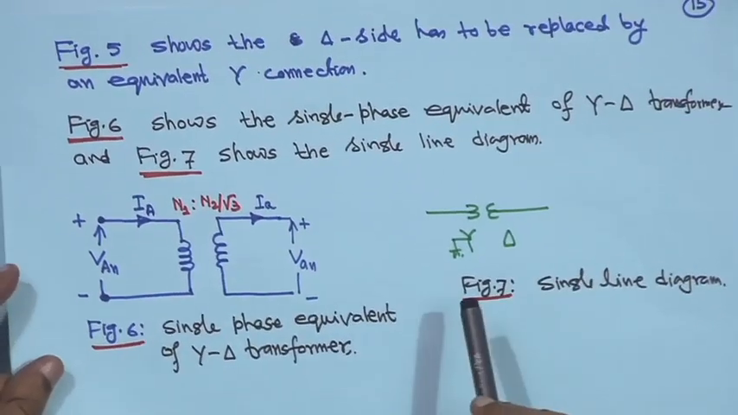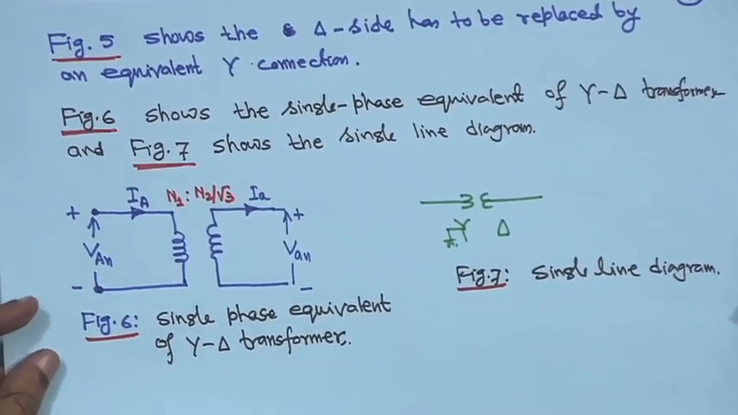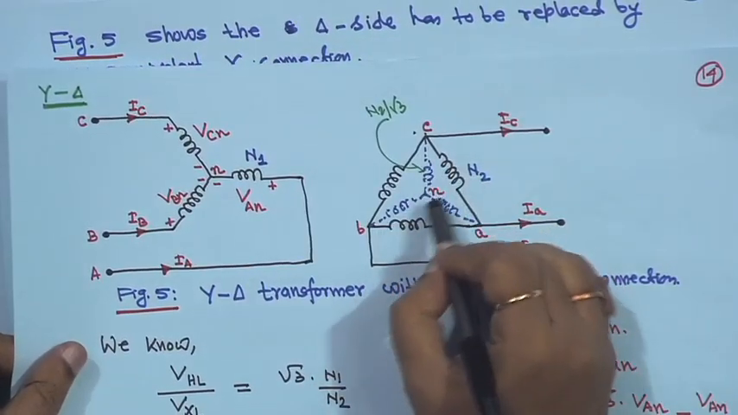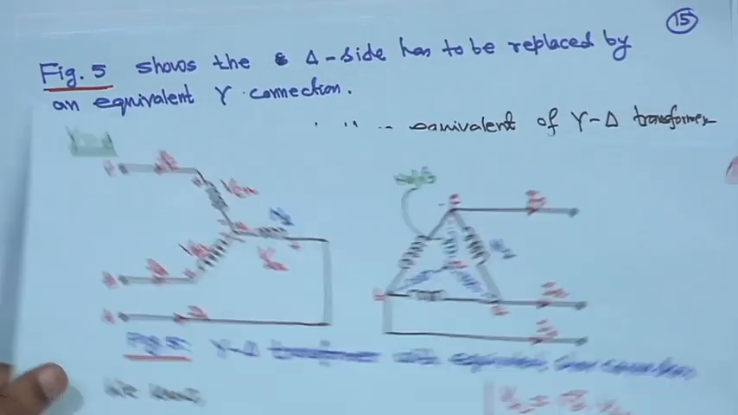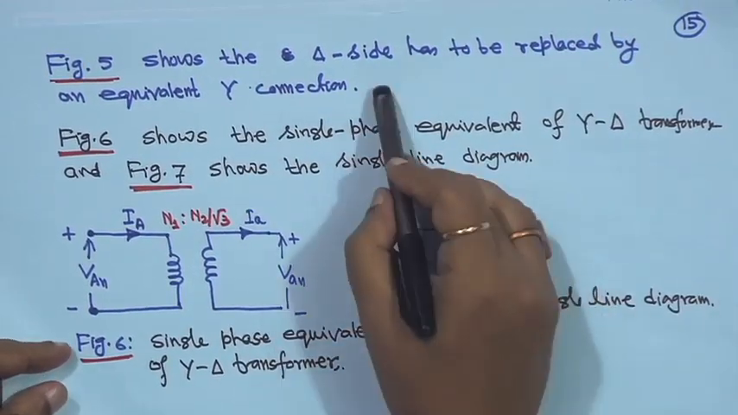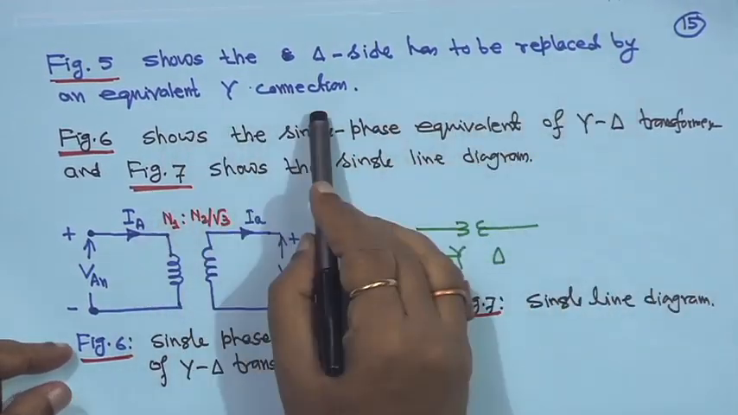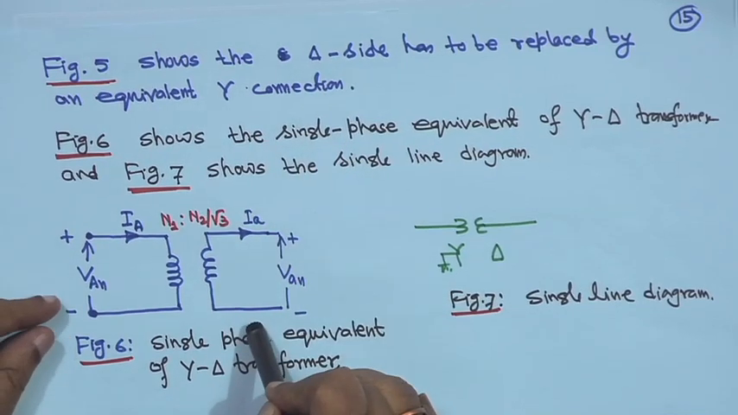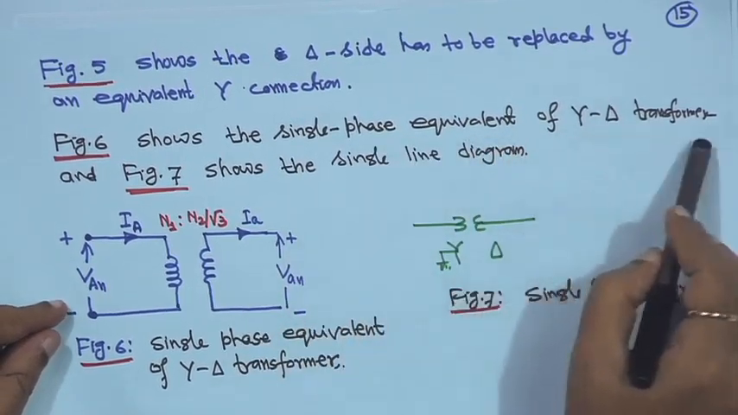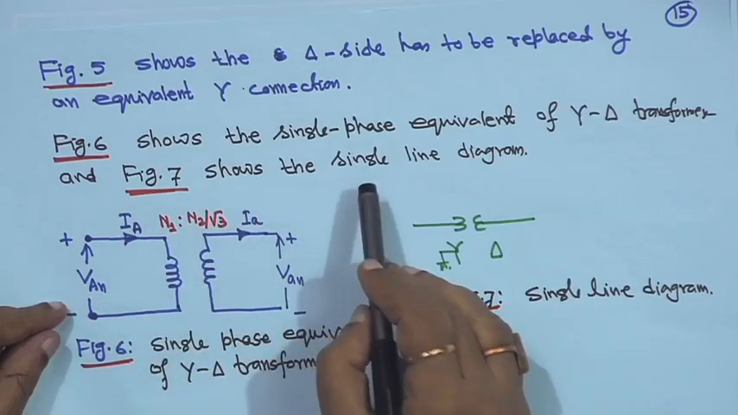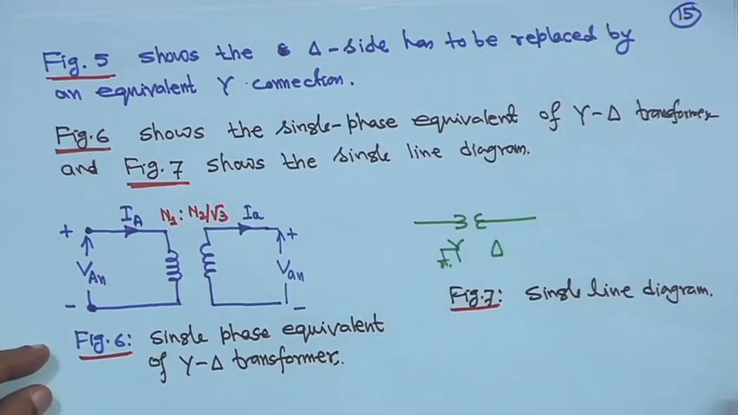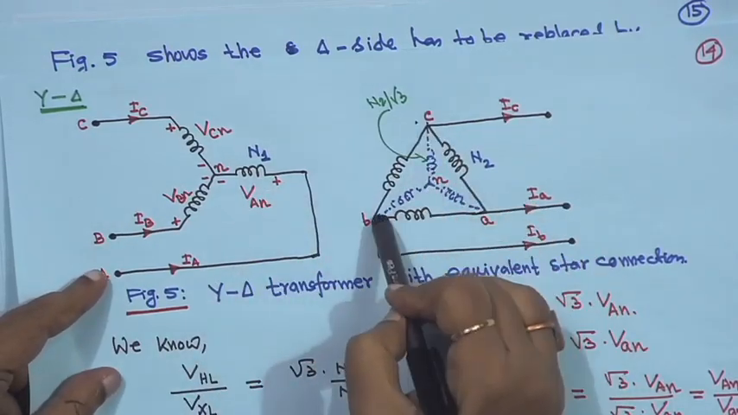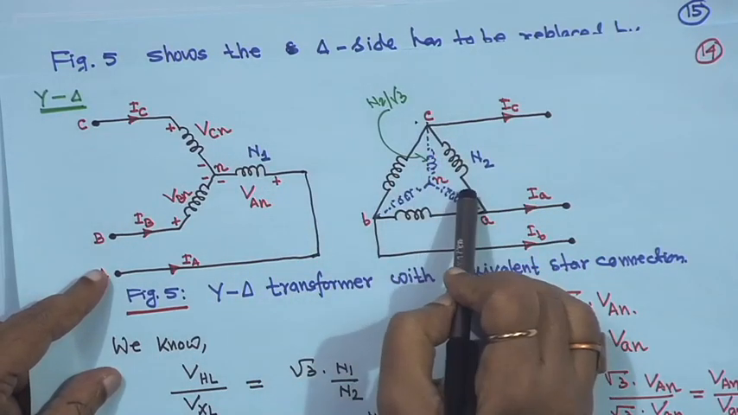Figure 5, now this is the delta side, if you replace it by star it is like this. That is why I have written that figure 5 shows the delta side has to be replaced by an equivalent star connection, right. Now, figure 6 shows the single phase equivalent of the star delta transformer and figure 7 shows the single line diagram. Now, as this side is star, we are also taking an equivalent star for the single line diagram, but not delta, right.